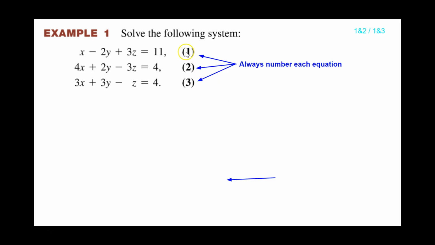The most important thing that you need to do, especially when we start these threes, is you need to label each one of these equations. This is equation 1, this is equation 2, and equation 3. And as we create more, we're going to create more equations. So we'll name that one 4, we'll name that one 5, and so forth.